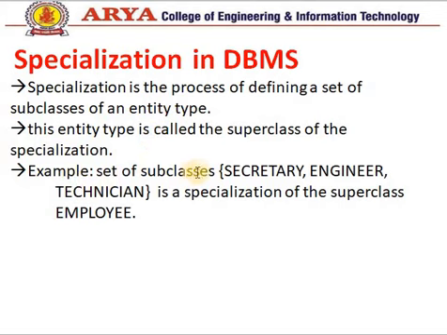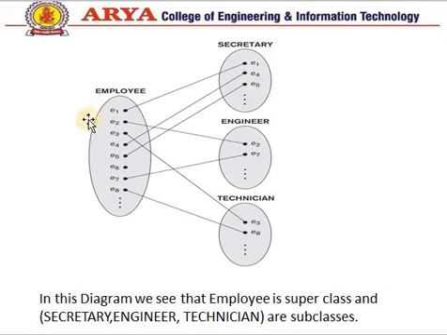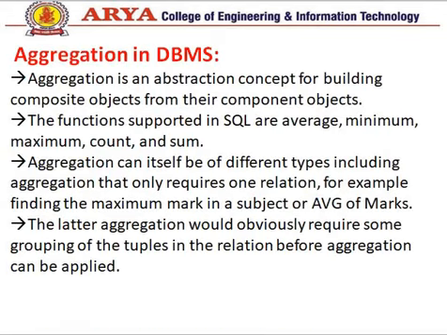For example, with a set of subclasses, employee is the superclass, and the subclasses may be secretary, engineer, or technician, which is a specialization of the superclass employee. Now we see the example: employee is the superclass, and secretary, engineer, and technician are the specializations, or subclasses. In this diagram, employee is the superclass and technician, engineer, and secretary are the subclasses.